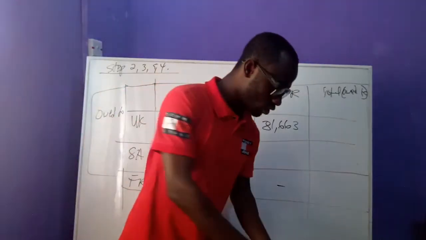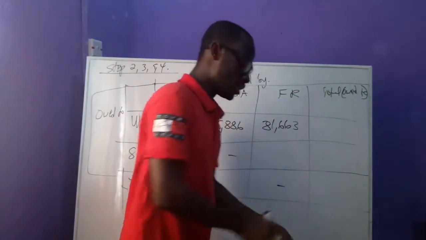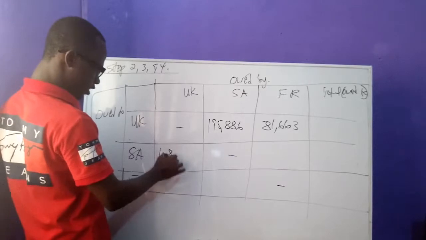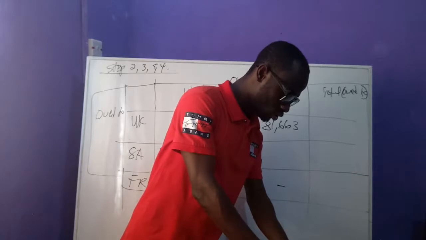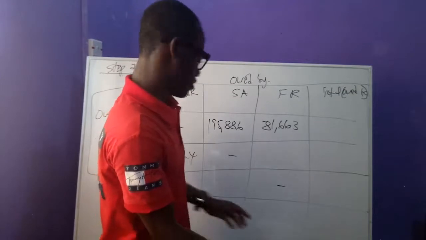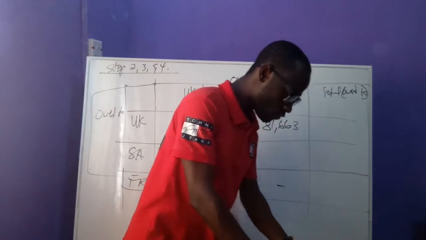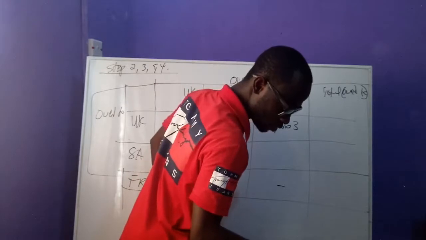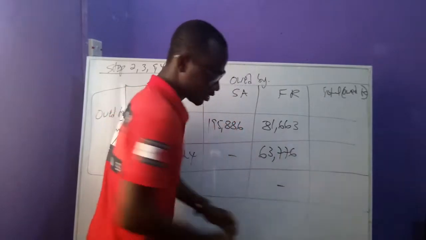Then we also saw that the UK company owes the France company 108,824. So owed by, owed to, 108,824. Then the France company owes the South Africa company an amount of 63,776.